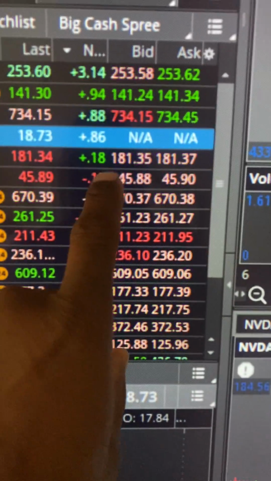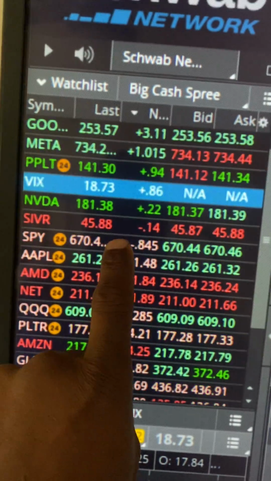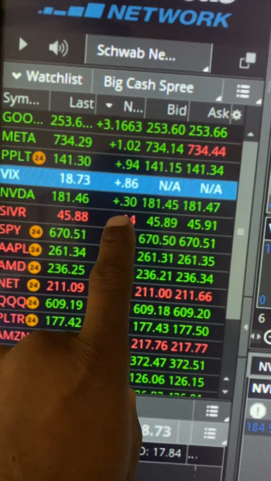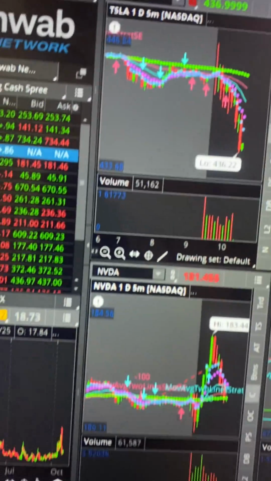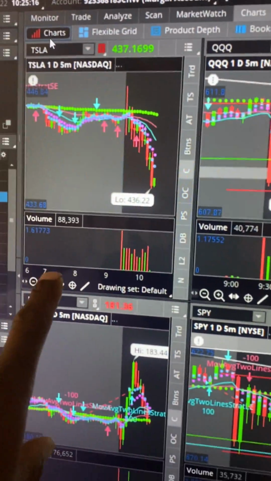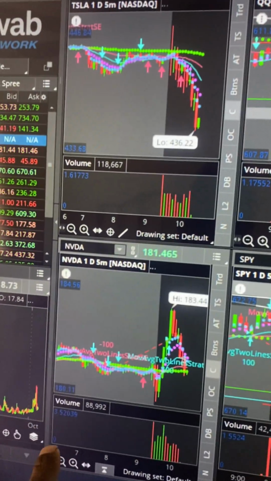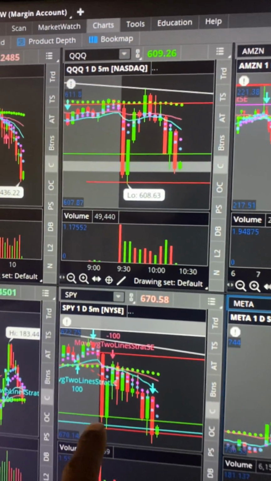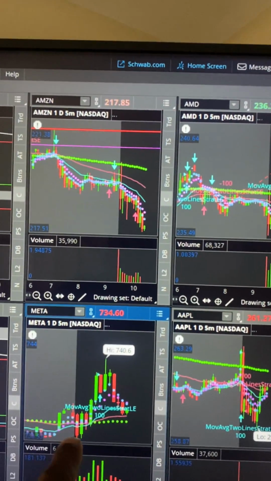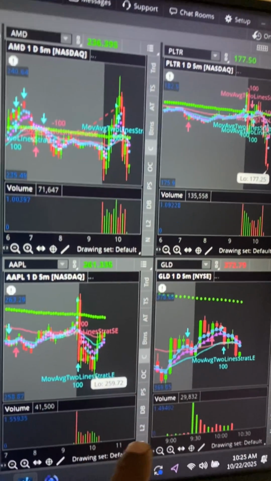Since the market opened at 9:30, it went up 86 cents, so it's steadily moving up. You see a drop in a lot of the main stocks: Tesla, Nvidia, QQQ, SPY, Amazon, Meta, AMD, Apple, Palantir, and Gold.